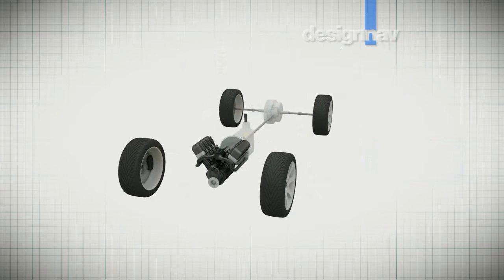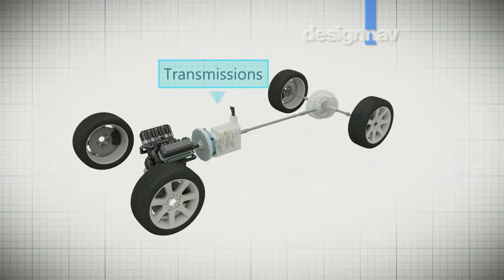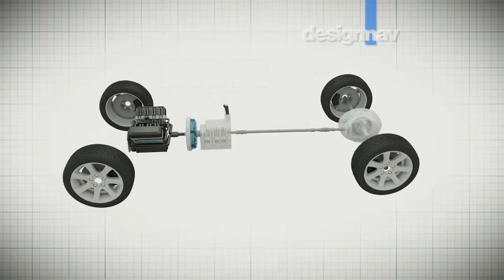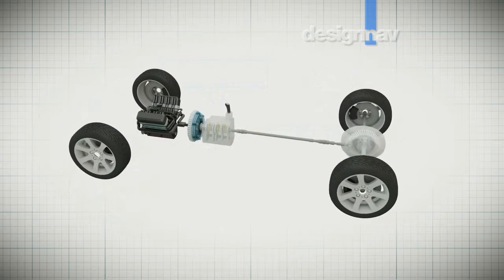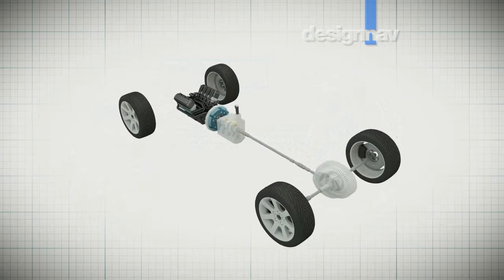Here is a simplified explanation of the working of transmission. The transmission is connected to the engine through the clutch, because of which the input shaft of the transmission turns at the same RPM as the engine.